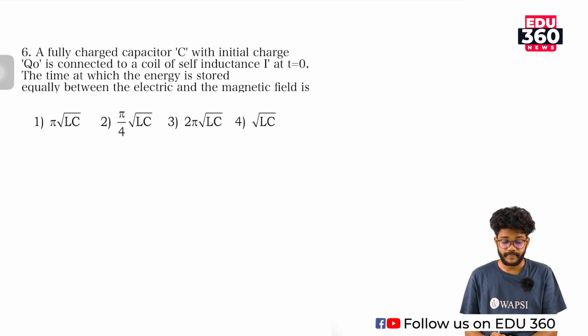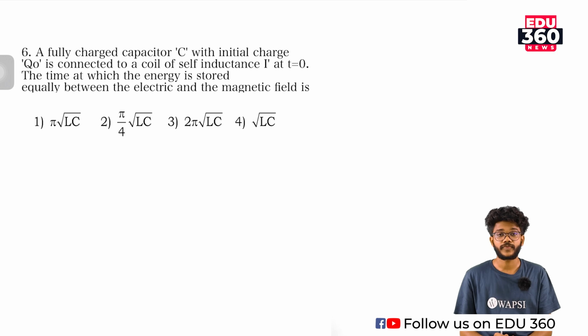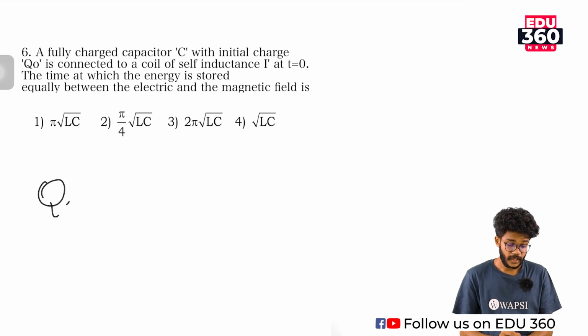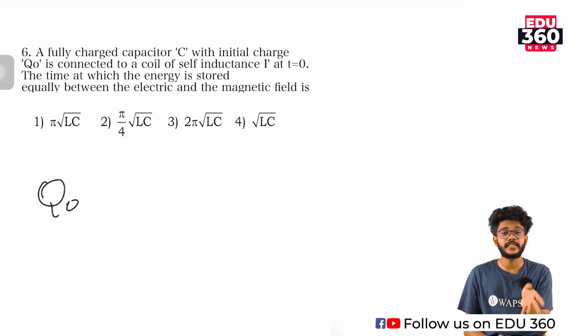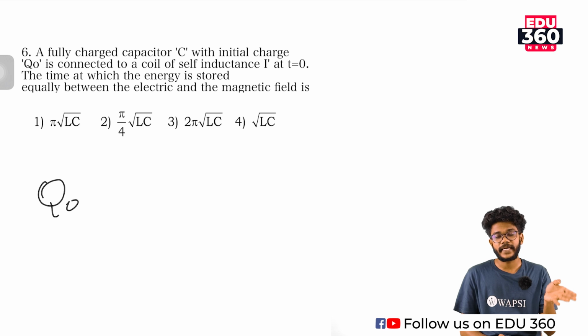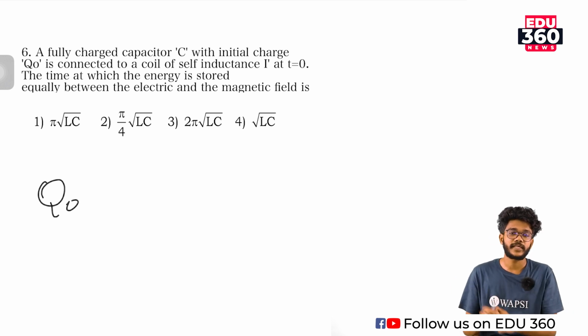A fully charged capacitor C with initial charge Q0 is connected to a coil of self-inductance L, with current I at t equal to 0. We need the time at which the energy is stored equally between the electric and magnetic field. That means half of the energy is given to the magnetic field, that is, to the inductor. So half the energy is supplied to the inductor and half the energy is stored in the capacitor.